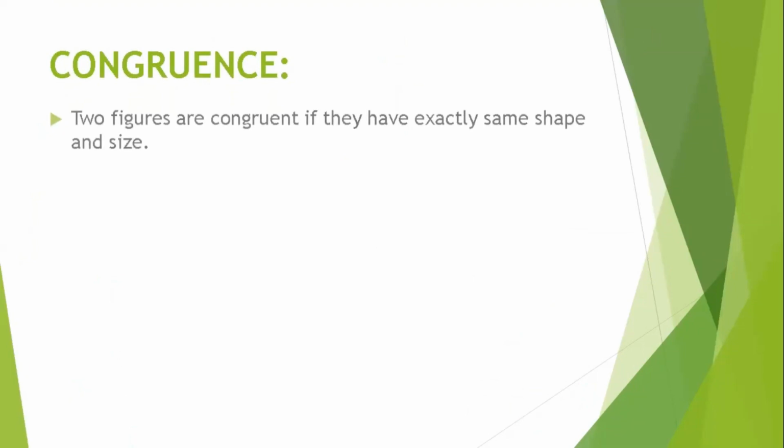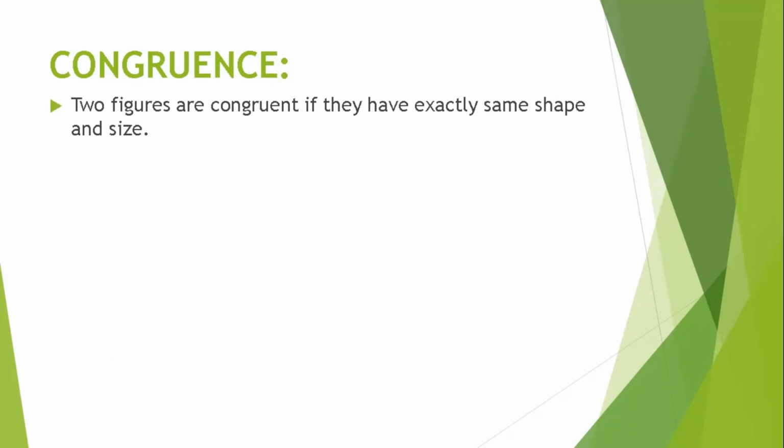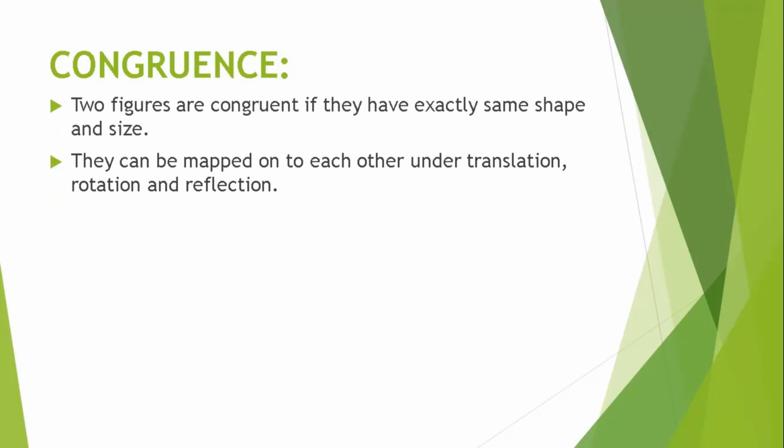Alright, so in order to understand how congruence and similarity work in questions, we first need to know what these words actually mean. Congruence means two figures are known to be congruent if they have exactly the same shape and the same size. They can be mapped onto each other under translation, rotation, and reflection. A very easy example of congruent figures can be a person standing in front of a mirror, or an object kept in front of a mirror. Though the image formed in the mirror is a reflection, the shape and the size are exactly the same. Hence, it can be said that both the actual and the image formed are congruent to one another.